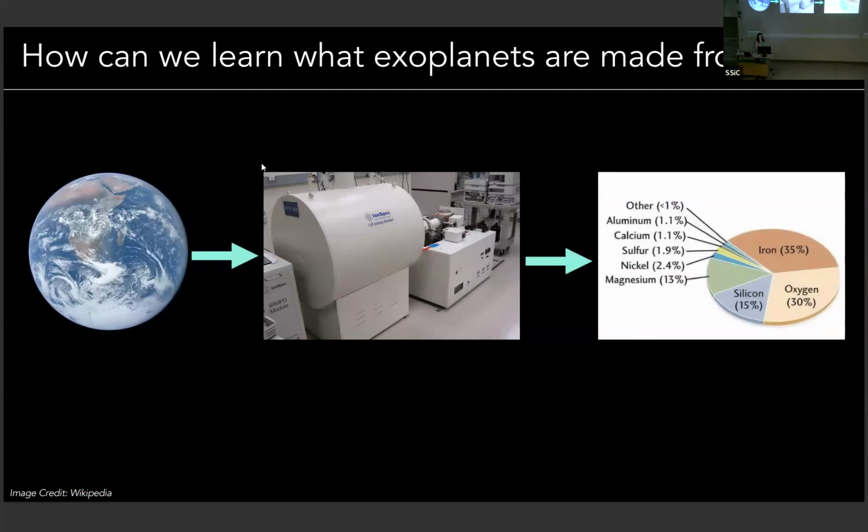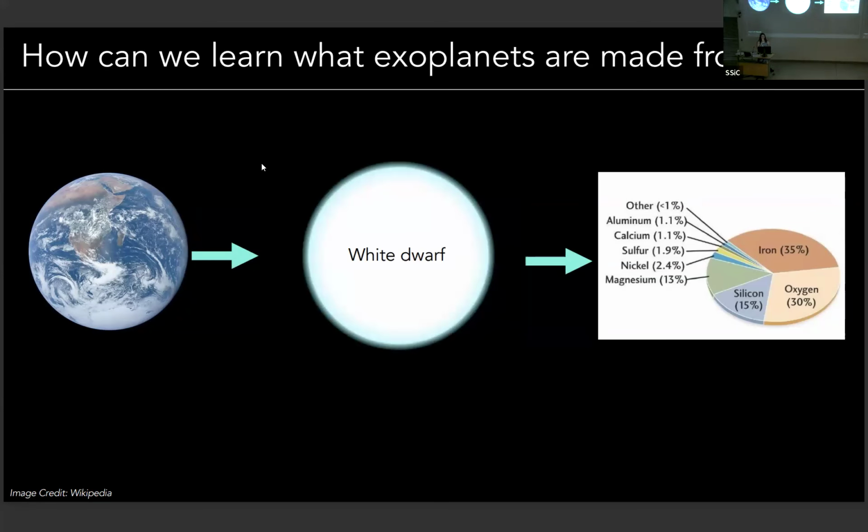Something that keeps me up at night is trying to work out what exoplanets are made from. In the most ideal scenario, I would be able to take a planet just like our Earth, stick it into a mass spectrometer, and get out the exact composition of the planet that I put in. But we've been speaking a lot about saving money. You don't need to build a planet-sized mass spectrometer. You can actually use white dwarf stars to do this for you.